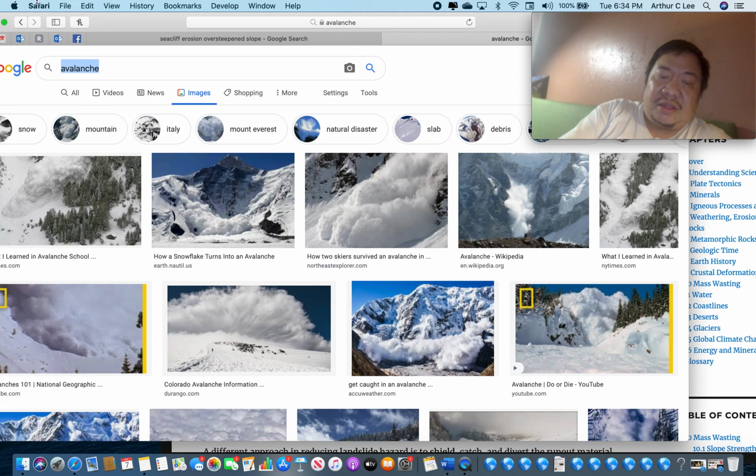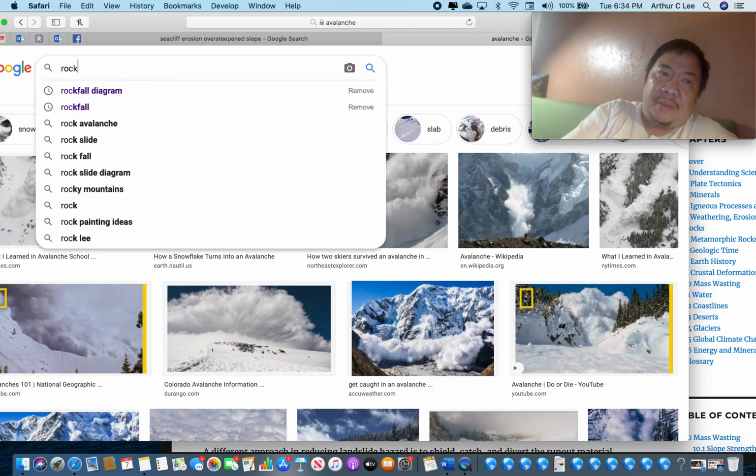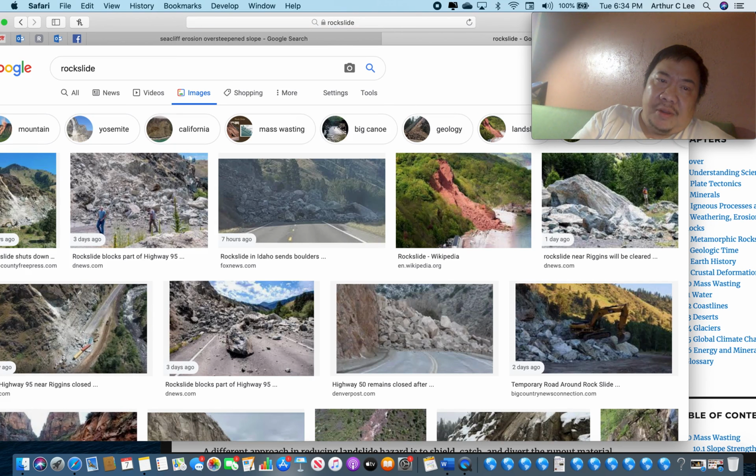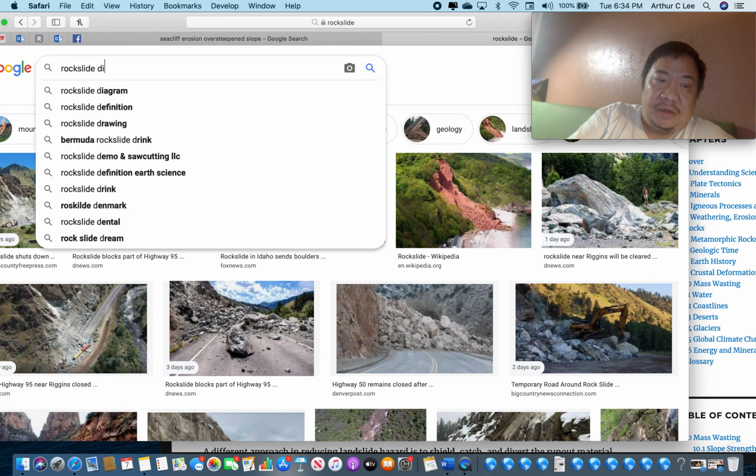Now let's take a look at the next type. There'll be photographs on the test, so you have to know which is which. What does an avalanche look like? What does a rock fall look like? Next one we're going to talk about is a rock slide. We also get rock slides. Let me get a diagram. It'll show it to you better.